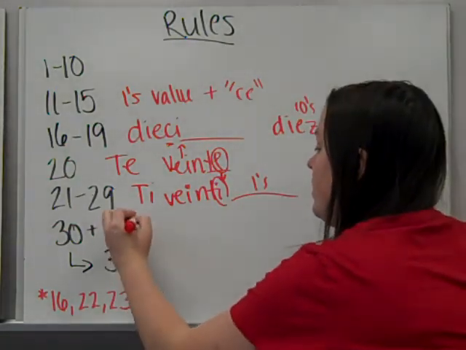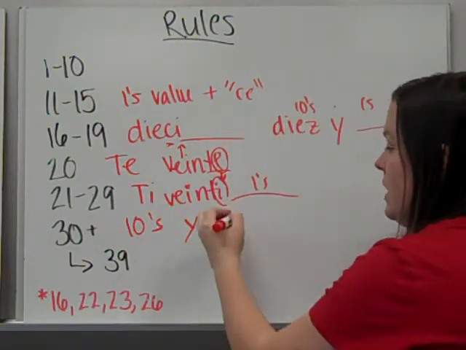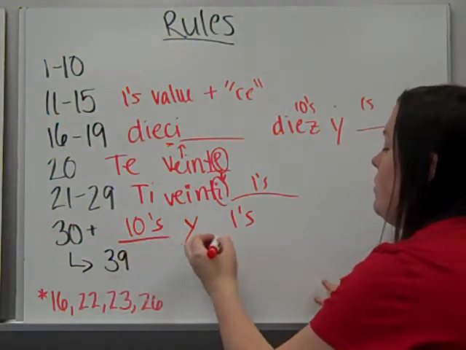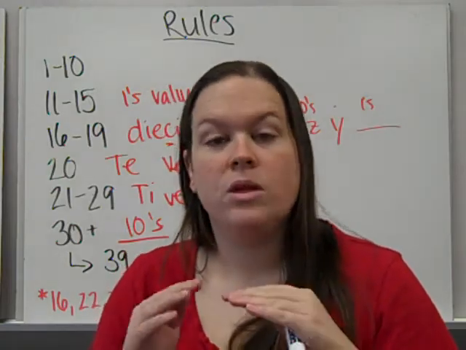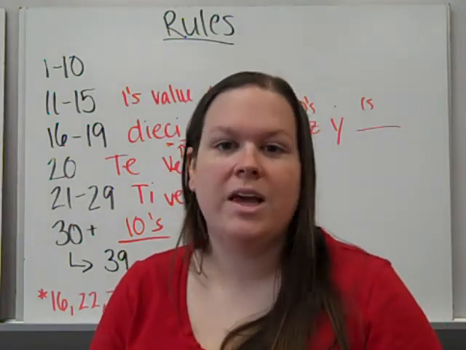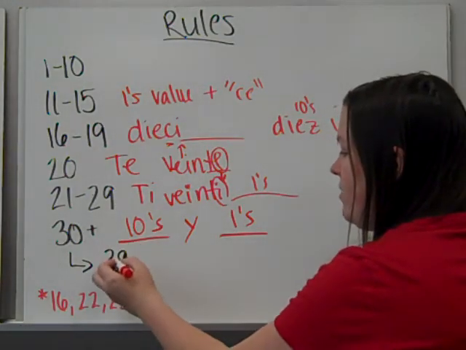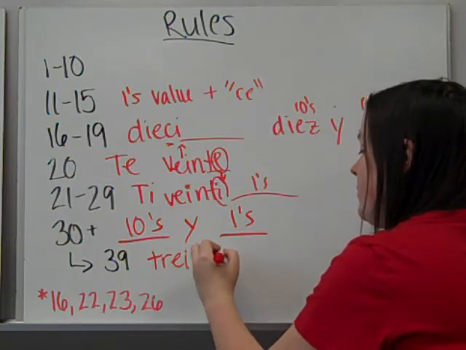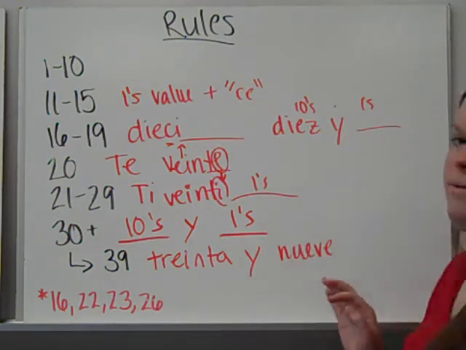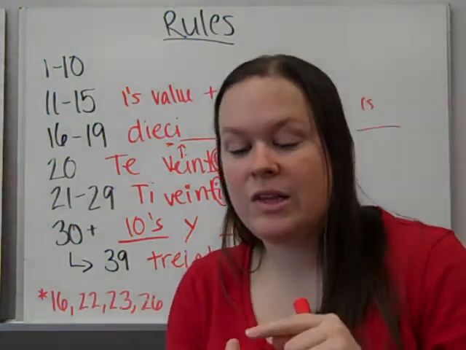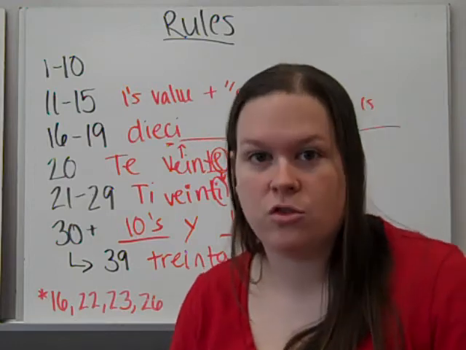Remember, for numbers above 30, your formula is tens, so whatever the tens value is, and then Y, connected with a Y, and then whatever the ones value is. However, if you have an even tens value, like 40 or 70 or 20, you don't have to add y cero, so 20 and 0 or something like that. That's not necessary. So for an example, 39, the tens value is 30, so treinta, and then our y and then our ones value, nueve. Remember, you cannot write tres y nueve because that's 3 and 9. You're adding two ones values, and you can't do that. 3 plus 9 is 12.